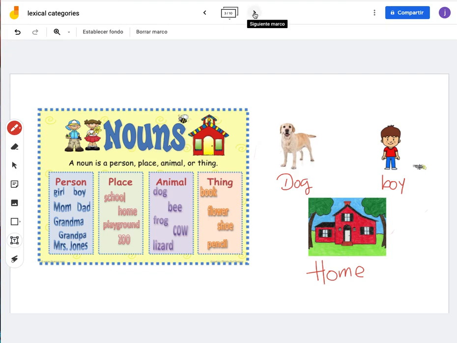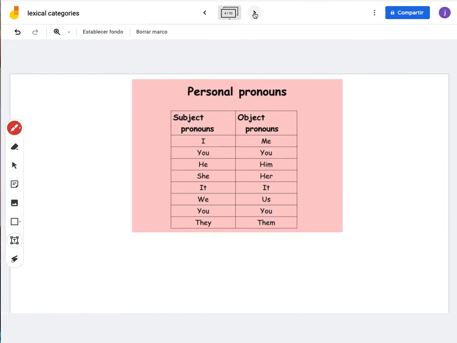The next lexical category is personal pronouns. Now we are going to analyze personal pronouns. A personal pronoun is a short word we use as a simple substitute for the proper name of a person. So here we have two sentences in which we will identify the subject and substitute it with a pronoun. I'm going to write two sentences.